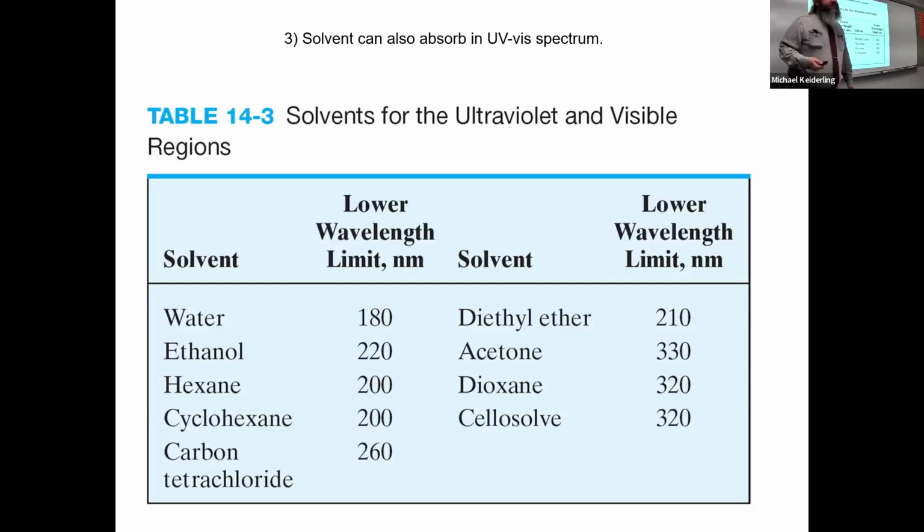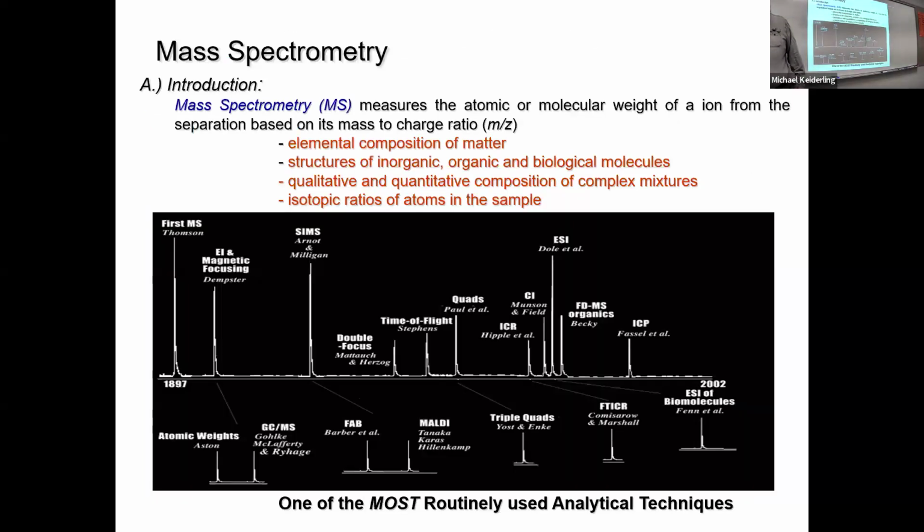Solvent can also absorb in UV visible, so you need to choose the appropriate solvent. These are the lower wavelength limits you can detect. Below this limit, you can't really detect anything. Water is 180, ethanol is 220, hexane is 200, and so on. So you need to consider what a good solvent would be.